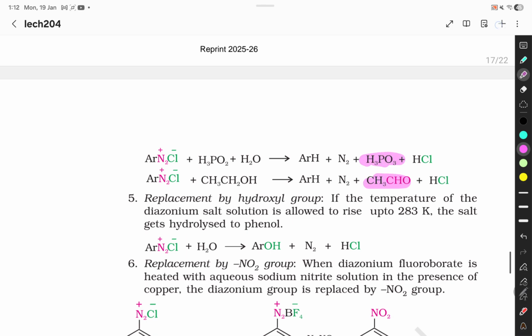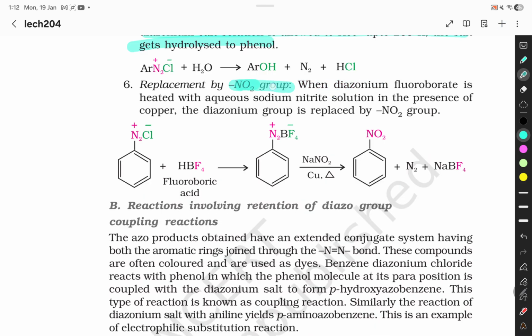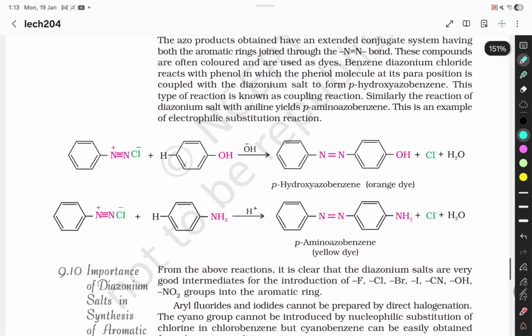Very simple mechanisms. For replacement by the NO2 group, diazonium fluoroborate is heated with aqueous sodium nitrite solution in the presence of copper to give NO2. Basically, first it forms diazonium fluoroborate with fluoroboric acid. Then the fluoroborate is heated with NaNO2 and Cu, and it replaces the entire diazonium. Why can't we directly use it? I don't know. But you use the diazonium salt to form fluoroborate, then you create the NO2, and NaBF4 is released. Dye formation, guys, dye formation.